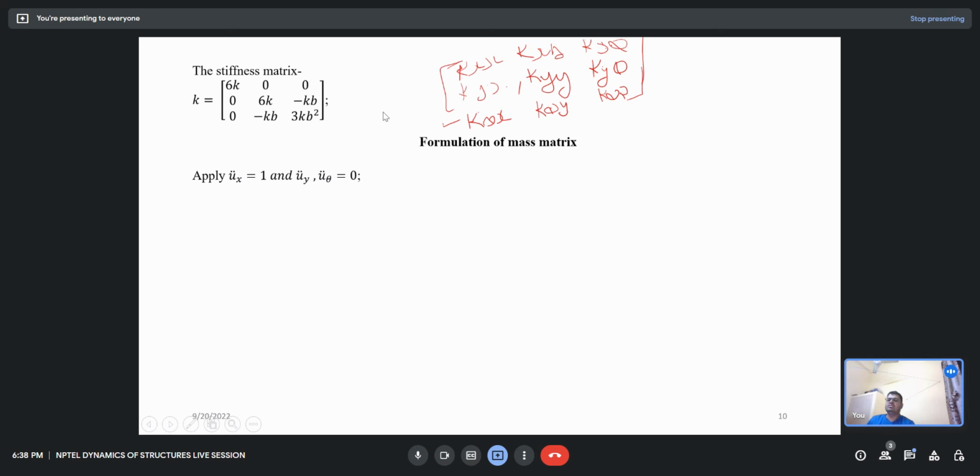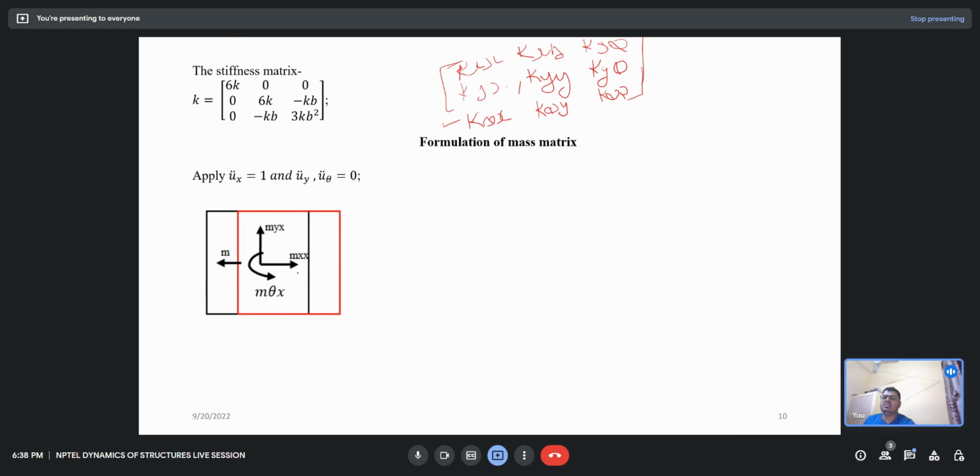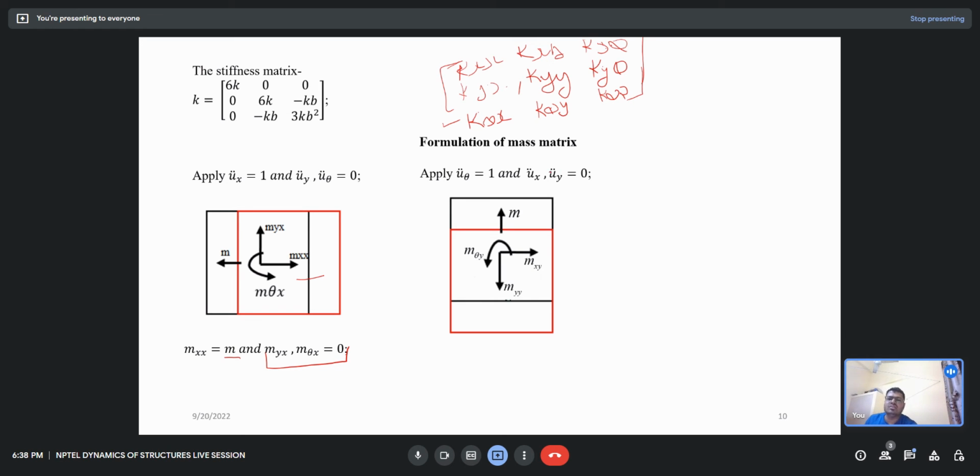Now to formulate the mass matrix, we also simply apply unit acceleration at that particular degree of freedom, and the acceleration at the other degrees of freedom would be 0. So for ux in the x direction I apply unit acceleration, the acceleration at the other points is 0, so mx would be m and the others would be 0. Same for the y direction, uy, and then u theta.